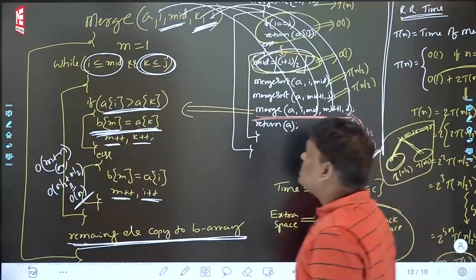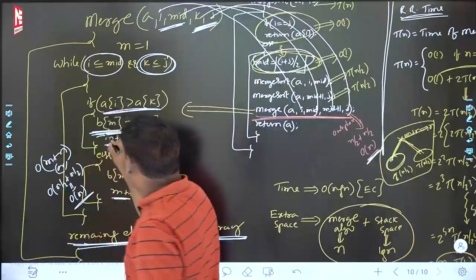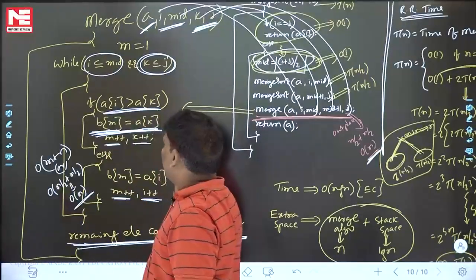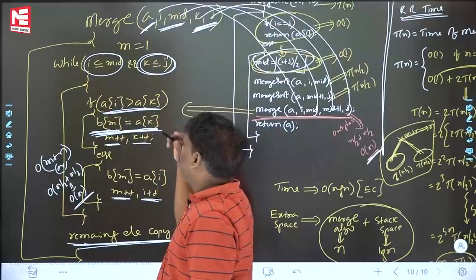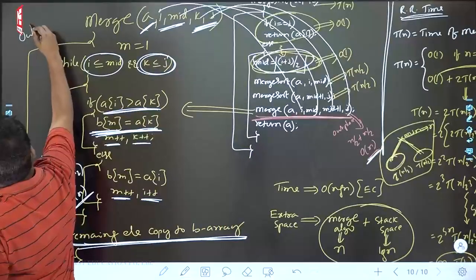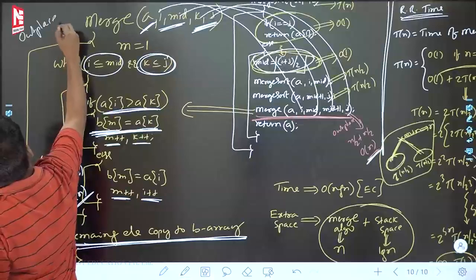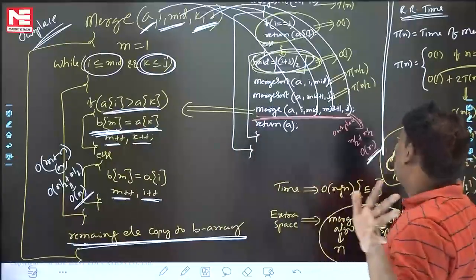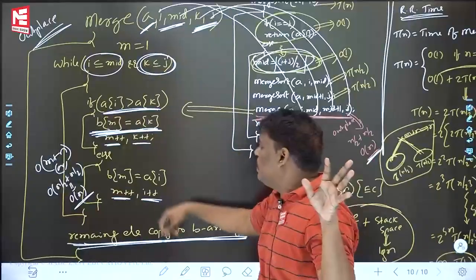Fine. Is it an in-place merge algorithm or out-of-place? Because of the B array, see, B array, B array. A array is input, B array you are taking of size n, it is going to be out-of-place. Right? I am thinking that you are absolutely fine. So, powerful one is the merge algorithm. No need to learn by heart.